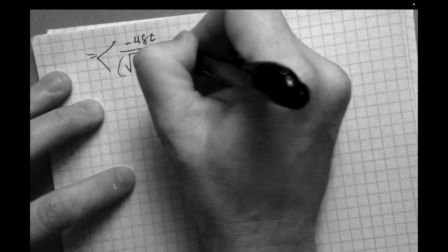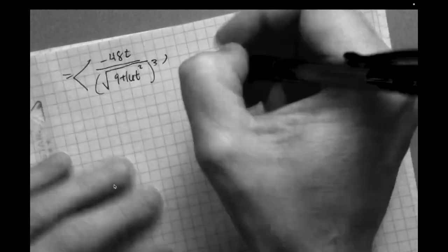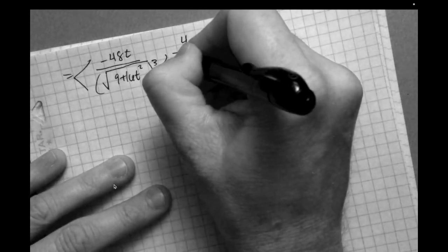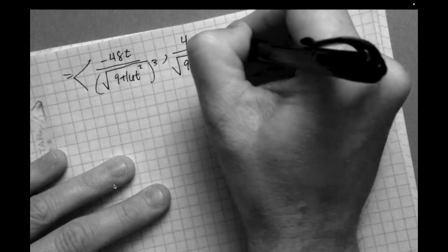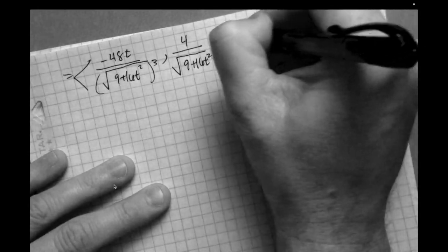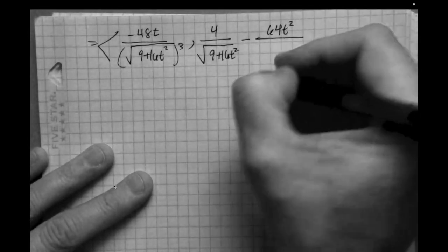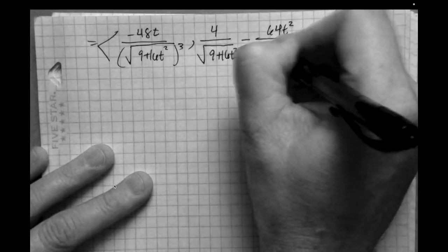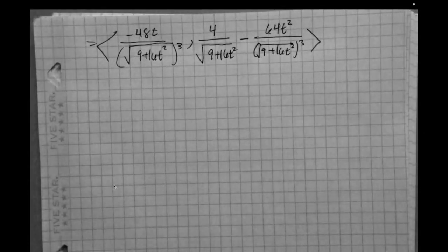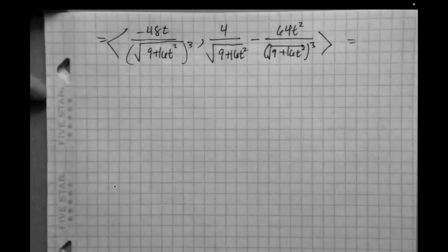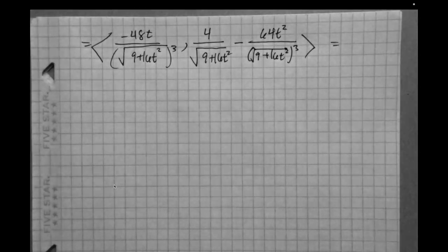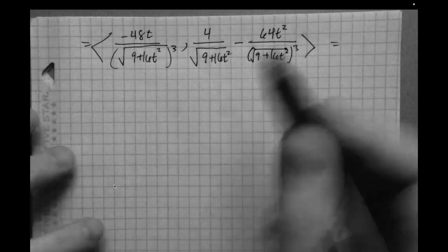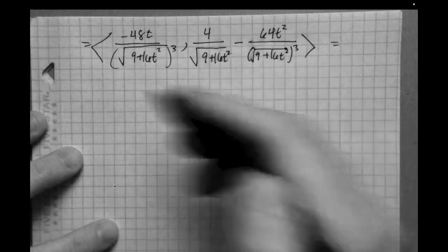Okay, so we got square root and then the 3rd power, and then this next one is 4 over the square root of 9 plus 16t squared minus 64t squared over, sorry, this will be the square root of 9 plus 16t squared cubed, right? So it's that. Okay, now this seems very complicated. It's just a little bit of an algebraic mess, right? And it's just because we were normalizing each of these vectors at each step. So what we'd want to do next is get a common denominator and combine these two terms.